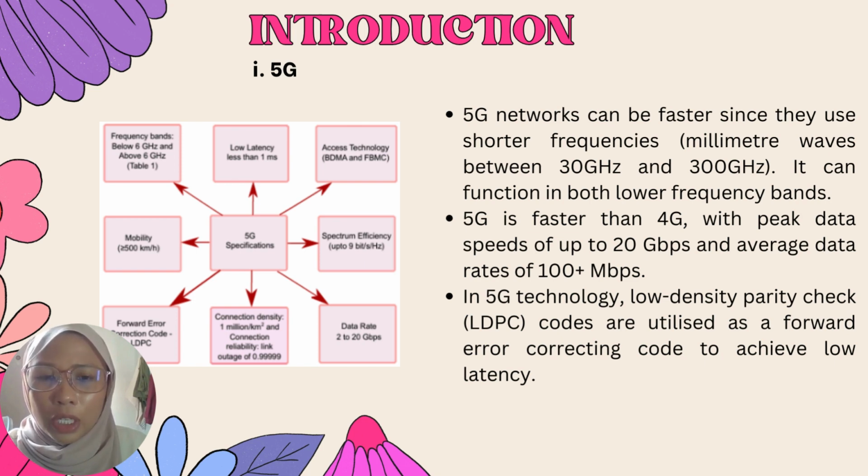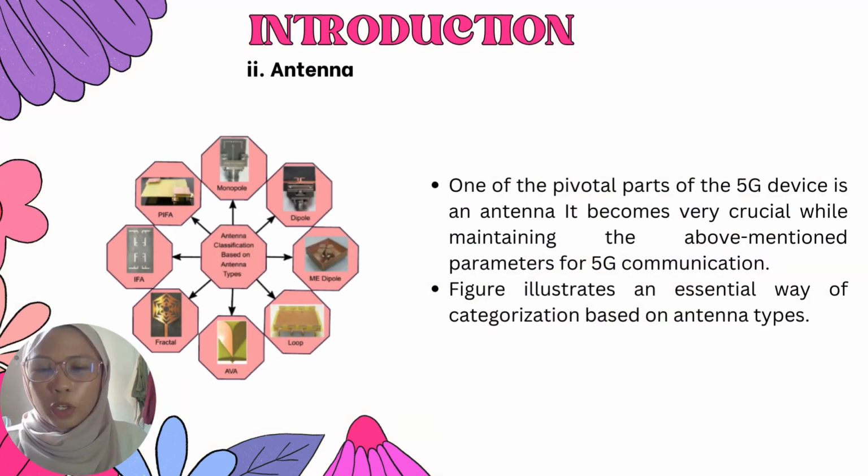In 5G technology, low density parity check (LDPC) codes are utilized as a forward error correcting code to achieve low latency. One of the pivotal parts of the 5G device is an antenna, which is required to work at an enhanced gain bandwidth and lesser radiation losses. So antenna design for 5G devices becomes very crucial while maintaining the above mentioned parameters for 5G communication.